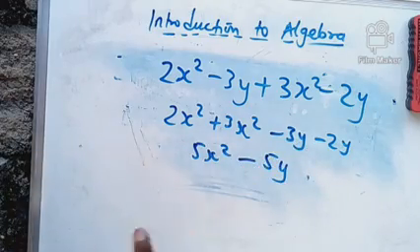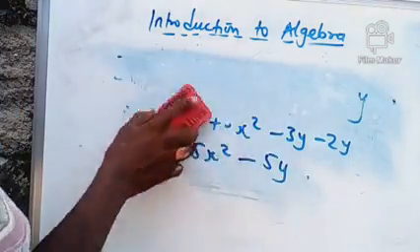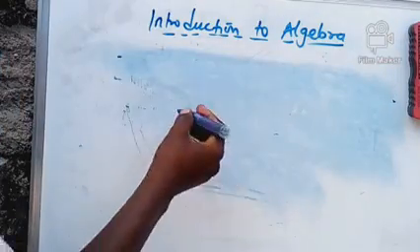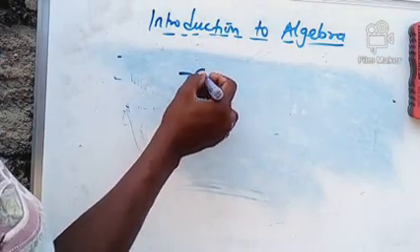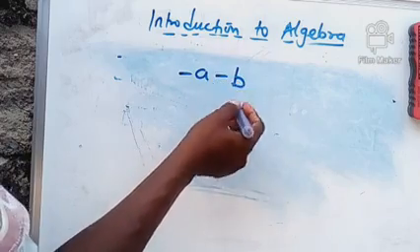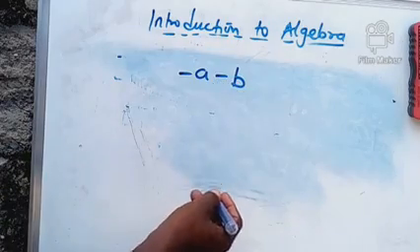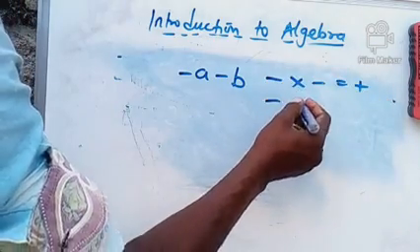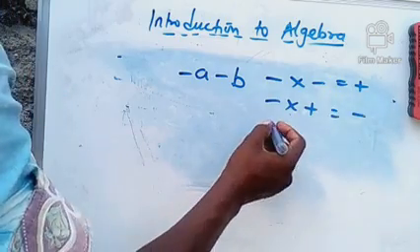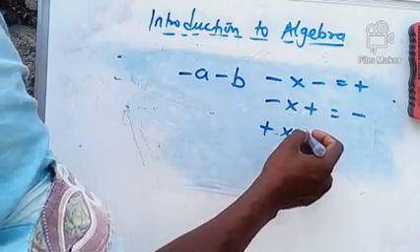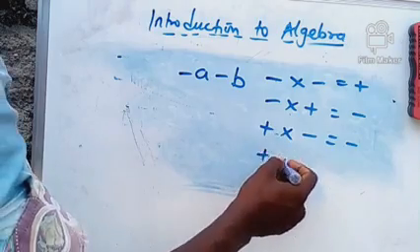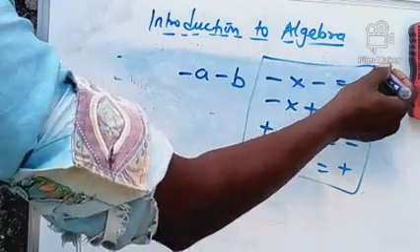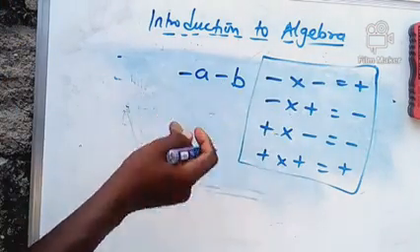Now, let me break this concept a little bit down. Whenever you have a problem involving minus a variable, minus a, minus b, how to tackle this problem is you need to understand that minus multiplied by minus will give you what? Plus. Minus multiplied by plus will give you minus. Plus multiplied by minus will give you minus, and plus multiplied by plus will give you what? Plus.